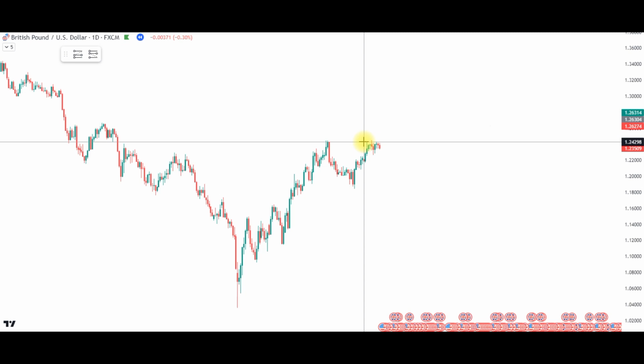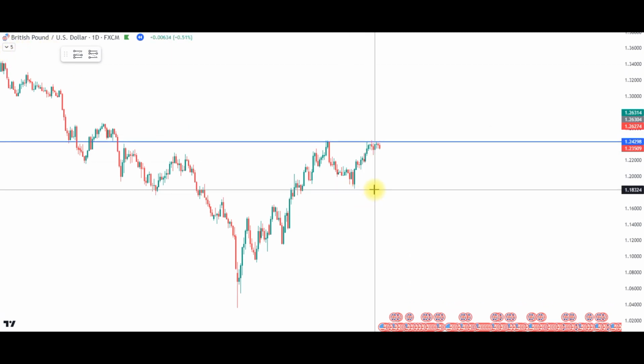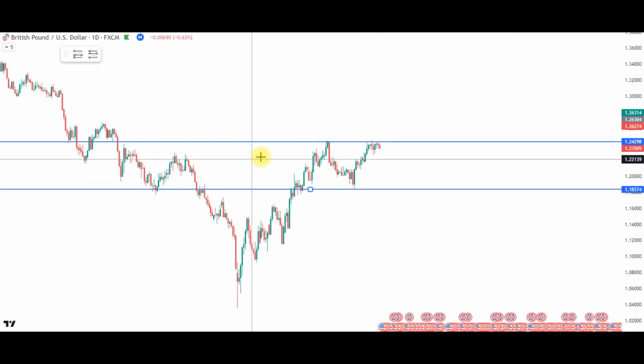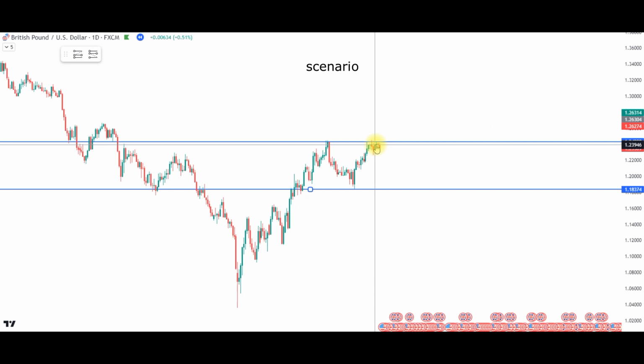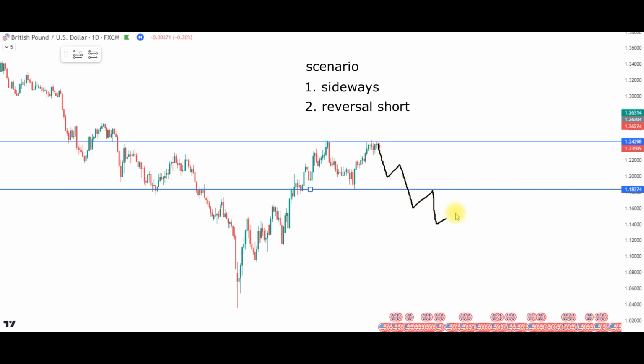Let's draw in the major support and resistance areas at this point. And you see the market is moving between these areas. First case, the market is moving into a sideways range. And then we could trade with a short trade the range from the highest end of this sideways range into the lower area. Second case, the market makes a trend reversal and makes its way down.